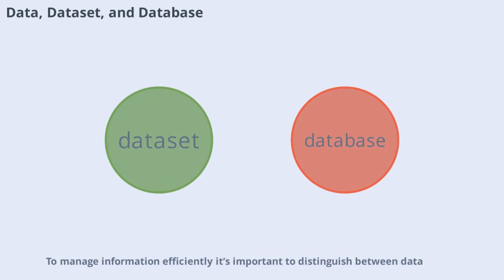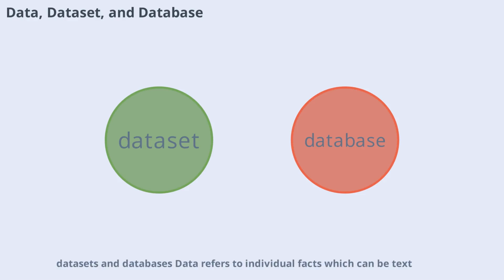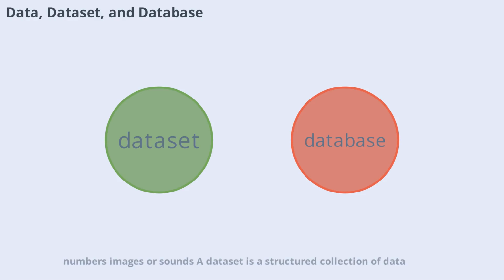Manage information efficiently. It's important to distinguish between data, datasets, and databases. Data refers to individual facts, which can be text, numbers, images, or sounds. A dataset is a structured collection of data, often used for machine learning, statistical analysis, or visualization. Meanwhile, a database is an organized system for storing multiple datasets, making it easy to retrieve and manage information for different applications. Understanding these differences helps prevent confusion and errors in AI development.